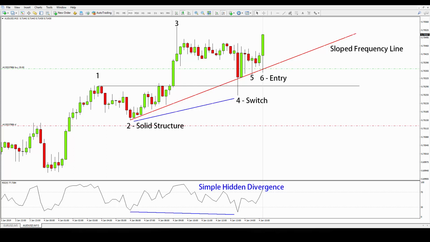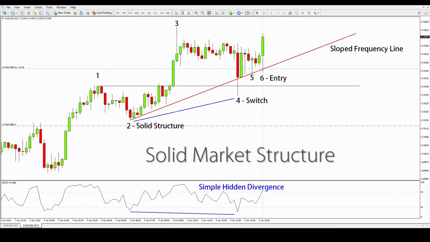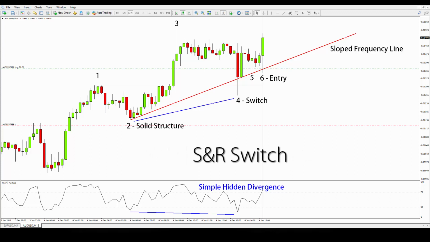You will be able to notice that when market makers are not acting, price tends to move a lot smoother, and high-quality trade opportunities are a lot more predictable. Summing up our analysis so far, we have the notion of an upward market bias by the observation of how major highs and lows are moving. We have a solid market structure that can be used as a place to put a stop-loss order. We have price action switching the quality of a support and resistance line in a quite obvious level.